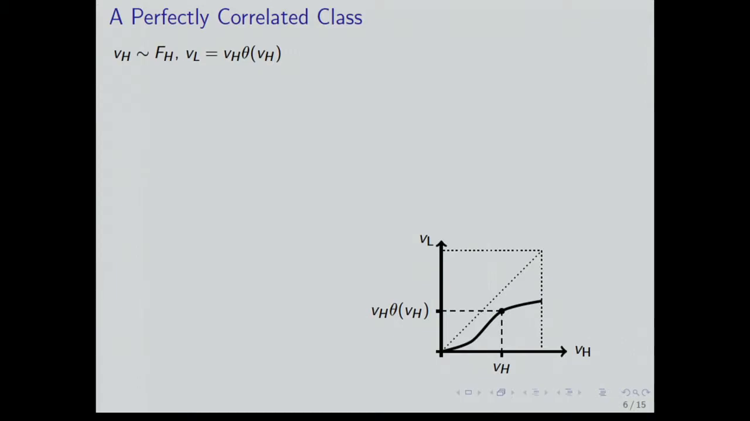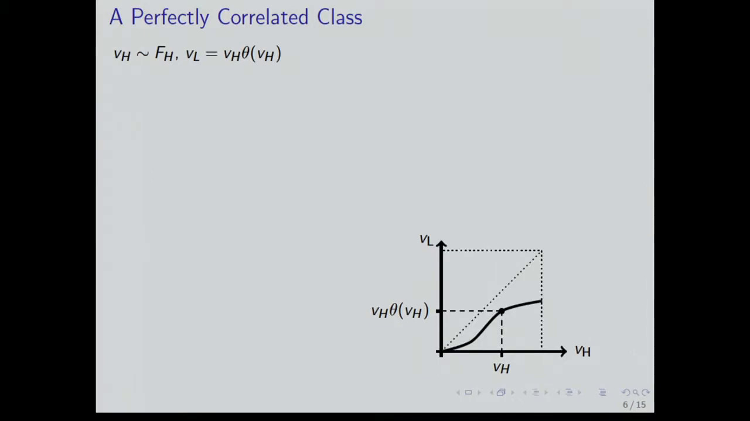Is it monotonic? Not now. I'm just not going to assume that for now. But in the conditions of the theorem, it's going to show up. Okay, so let's say that we have a distribution f_h, which is the marginal distribution of the high quality value. So where on the x-axis we lie, this is what distribution f_h tells us.